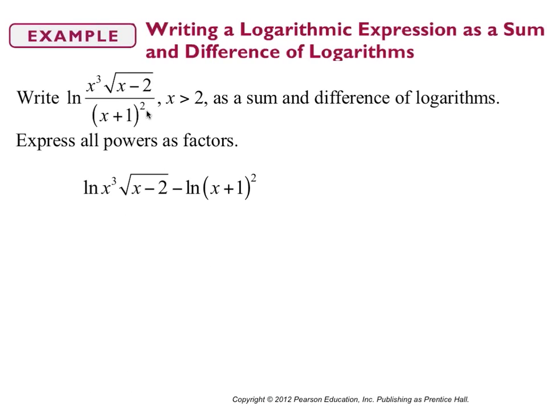Okay, so hopefully you were able to figure out that you can change this into subtraction. So we have ln of x cubed times the square root of x minus 2 minus ln of x plus 1 squared. And then what I want you to do is figure out how you could simplify this first piece, because if you look here, you have these two things which are being multiplied. So I want you to go ahead and see if you can rewrite those from multiplication into addition.